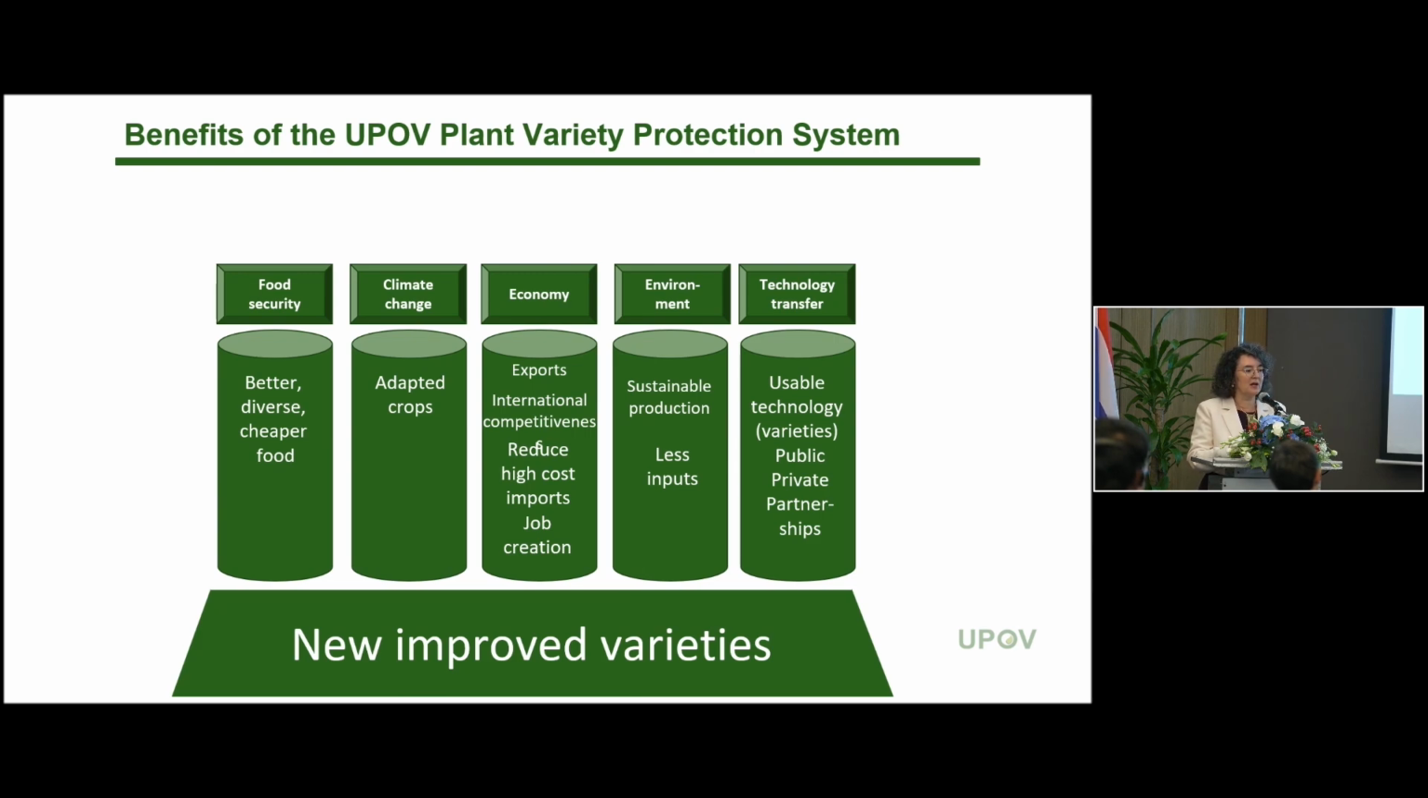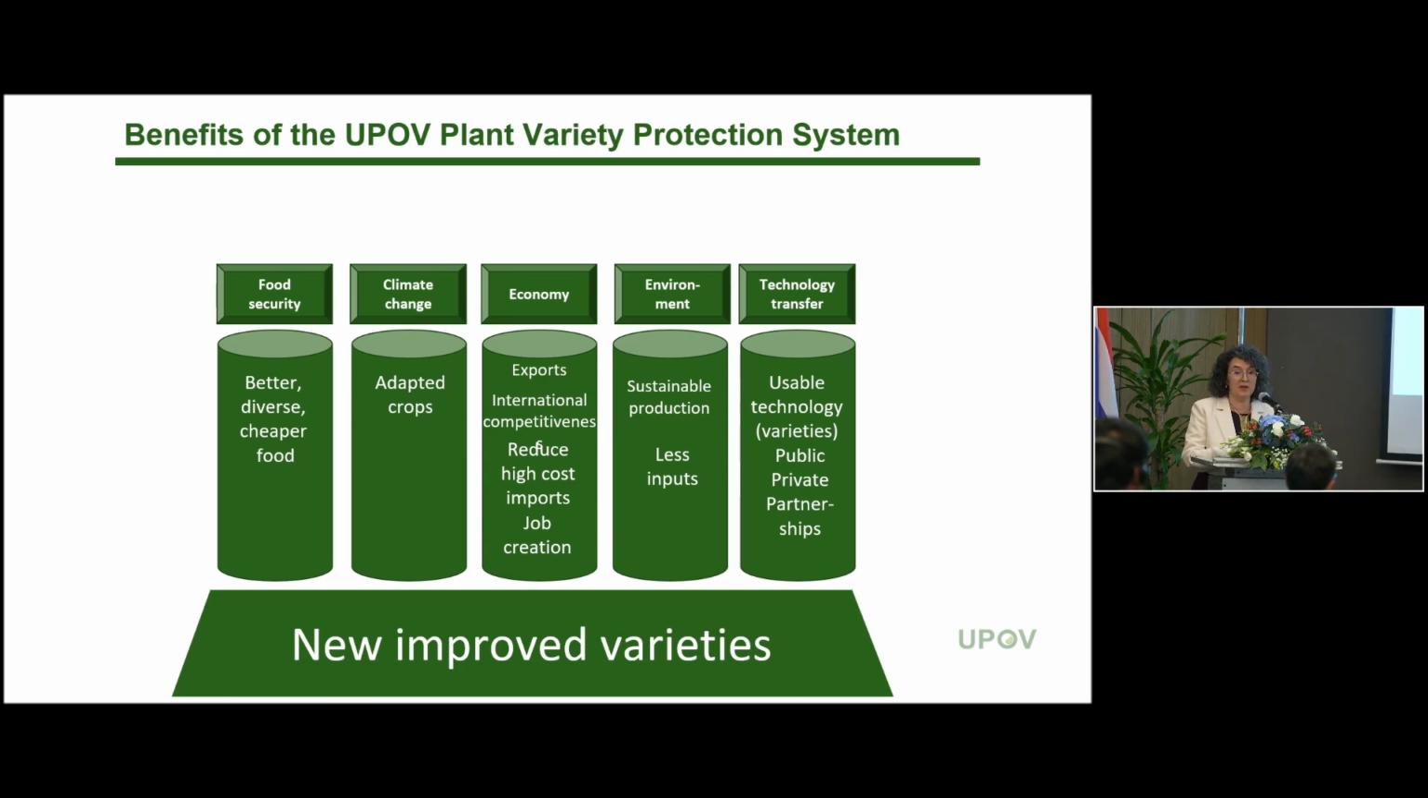The key drivers are food security: better, diverse choices at affordable prices of food. Then climate change: how to adapt to and mitigate climate change. Economy: we see how important it is to promote higher production, but also export opportunities, and also to reduce the import of some of the key crops. We have seen in the COVID situation how important it was for countries to ensure that they could also produce in a way that meets their own national development needs.